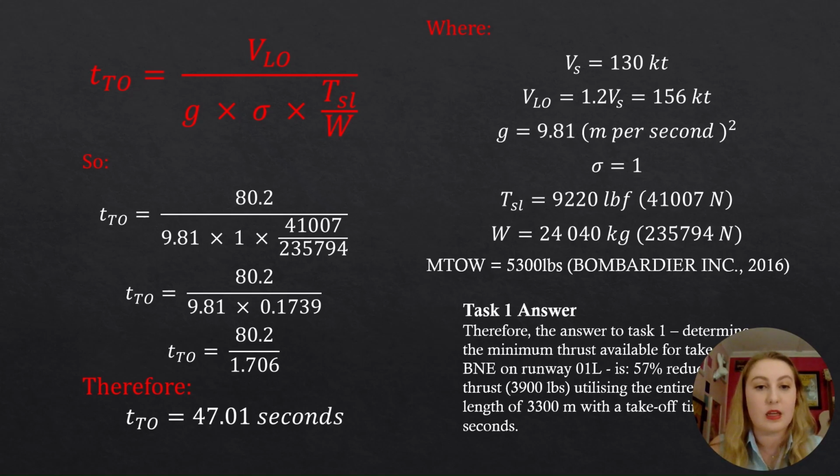Specifically in this case, the thrust of the aircraft is with regards to the thrust at sea level, which is stated in the engine specs as 9,220 pounds of thrust. The weight in this instance is at max takeoff weight, which is 53,000 pounds from the Bombardier Incorporated manual. Therefore, the answer to task 1 is 57% reduced thrust at 3,900 pounds, utilising the entire runway length of 3,300 metres with a takeoff time of 47 seconds.